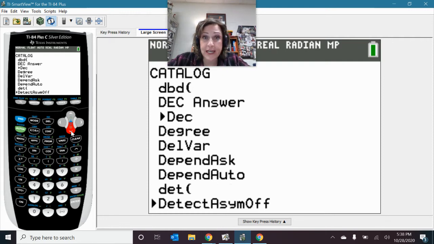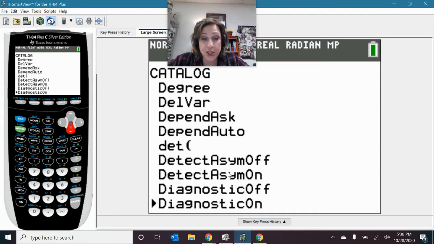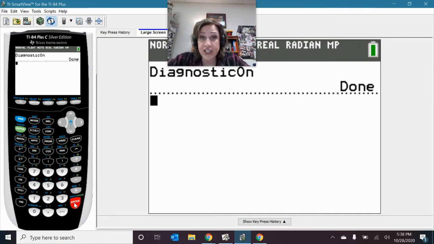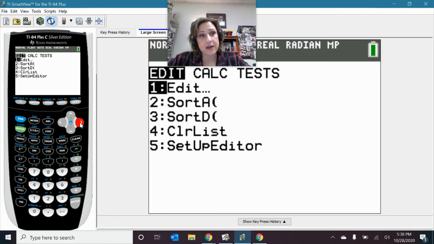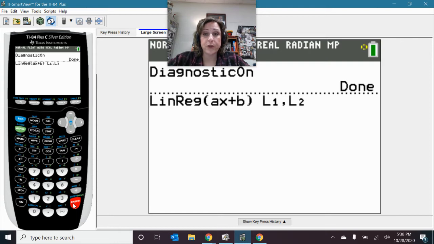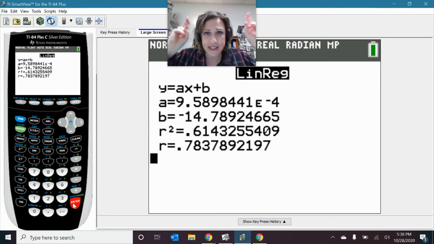And I'm going to arrow on down to DiagnosticOn. Oh, by the way, if you were in pre-calculus, there's where you could detect some asymptotes. So I'm going to do diagnostics on. I'm going to hit enter. And then that's not done it yet. I now have to press enter again so that it says done. And now when you go recalculate, you go stat, calc, number 4, calculate. Then there it is, r and r squared. Okay, that's the only time I'm going to go through that process. So if you can't ever get r and r squared, turn your diagnostics on.